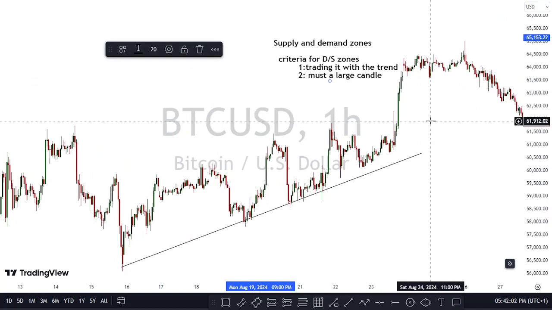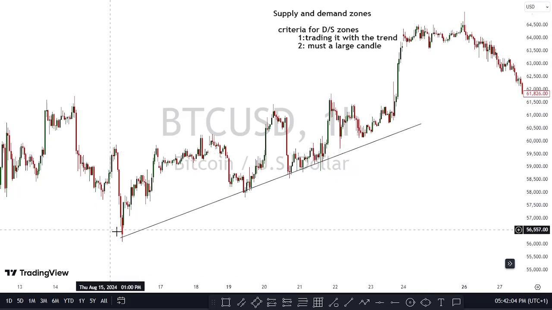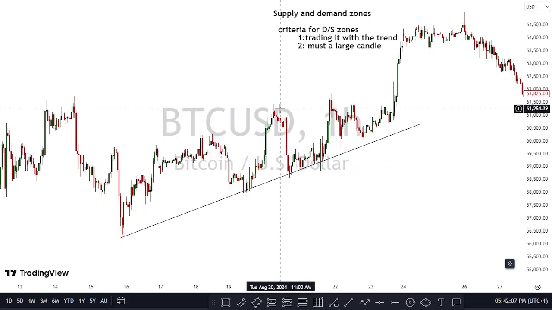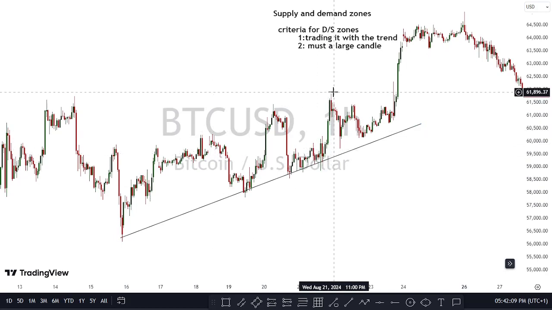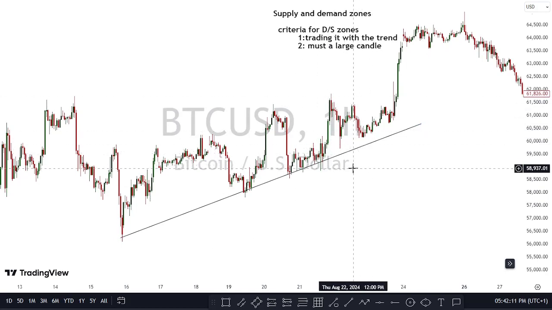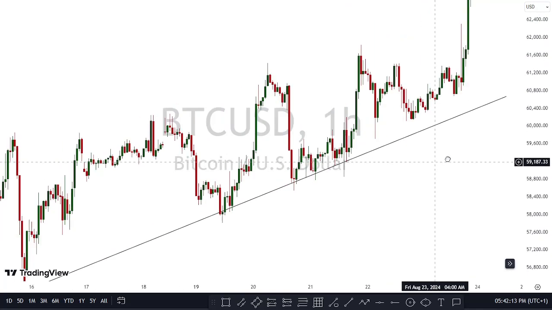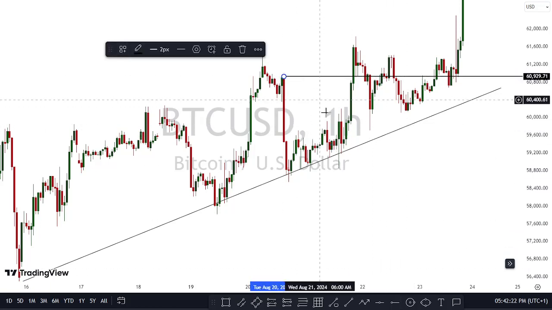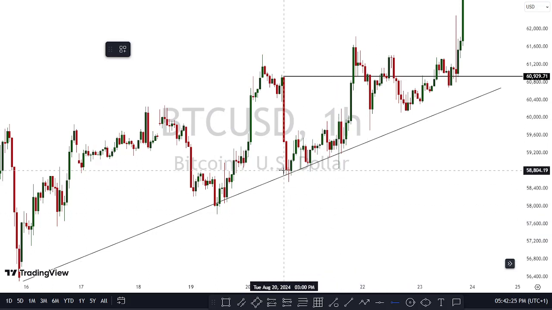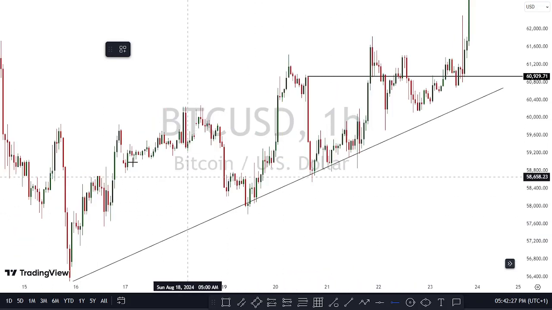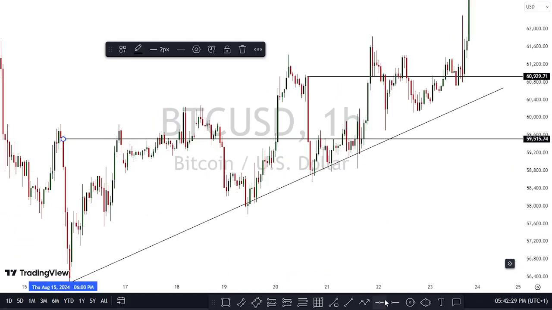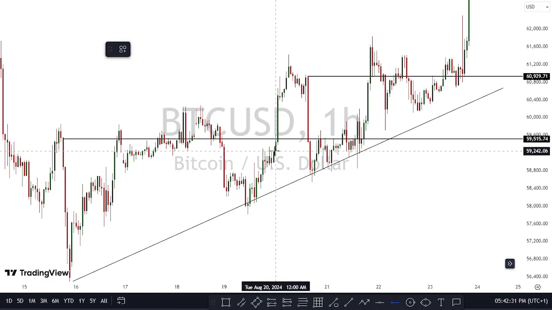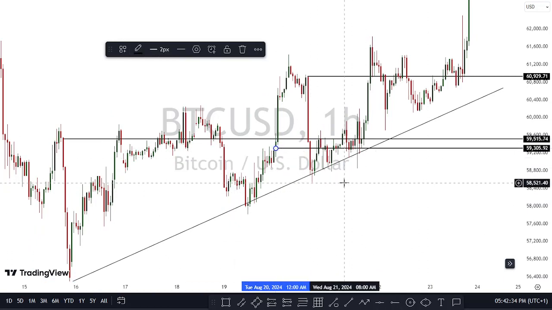So it's best to trade them while it's an uptrend. We can see this is an uptrend. All right, clearly simple. So now where will we call demand? Now you can see this is a supply area. This is supply. This is another supply, and another supply. This is a demand. All right.